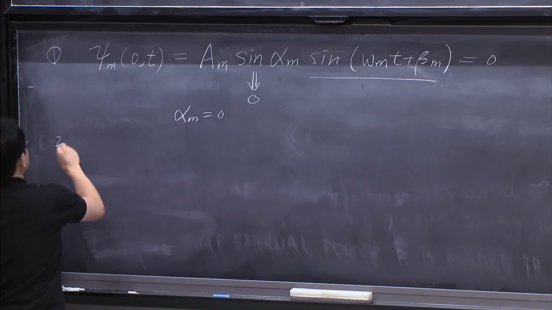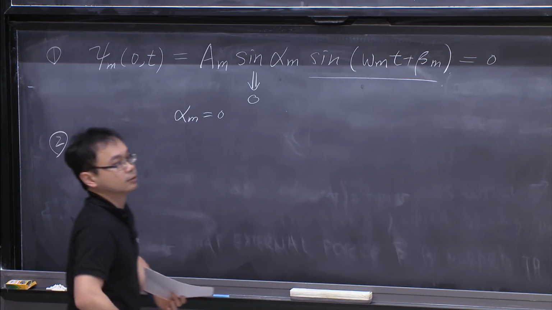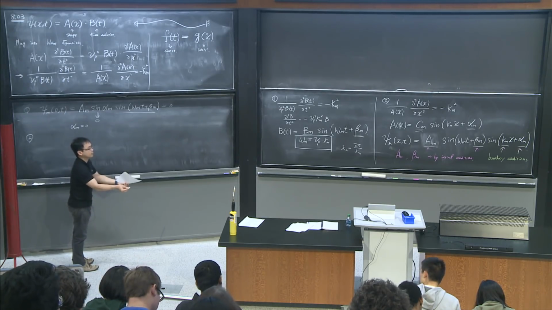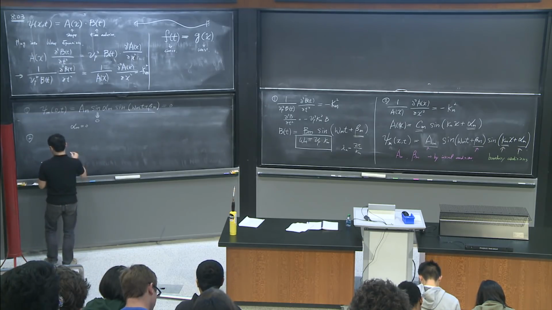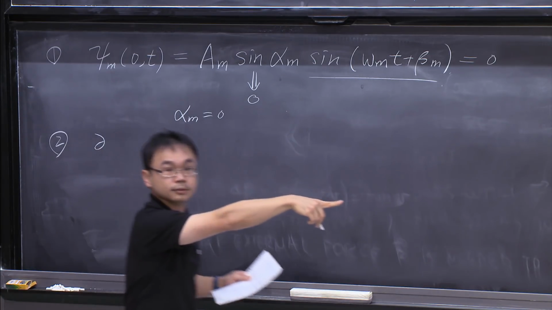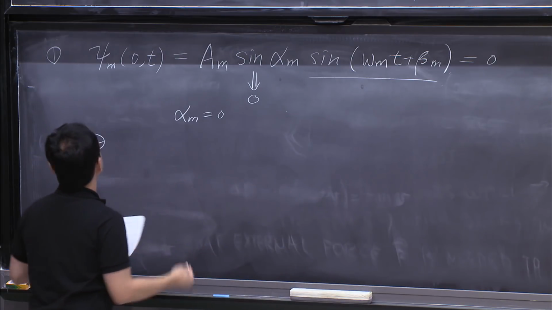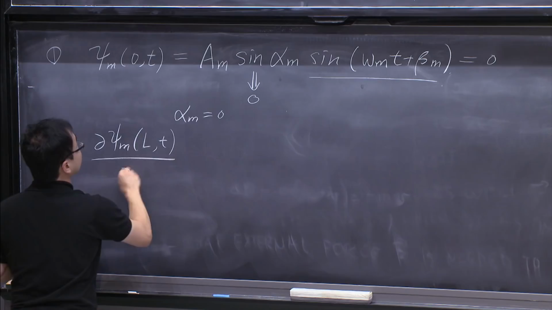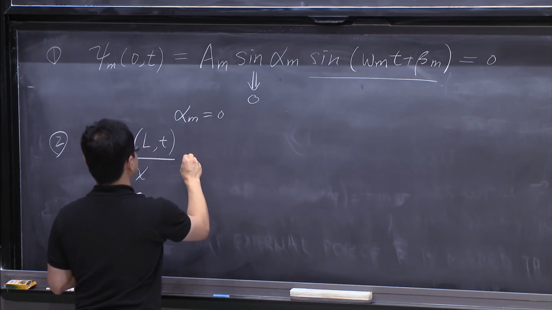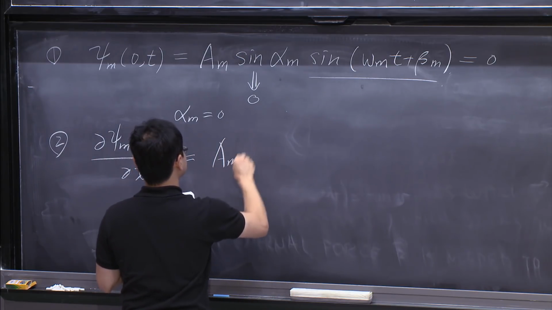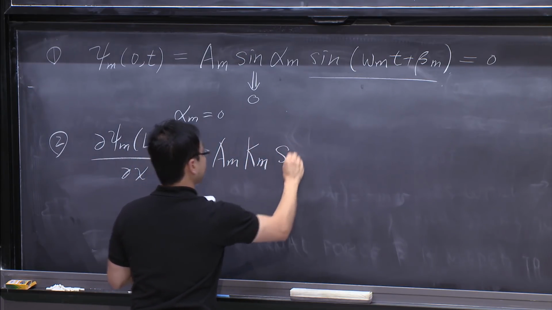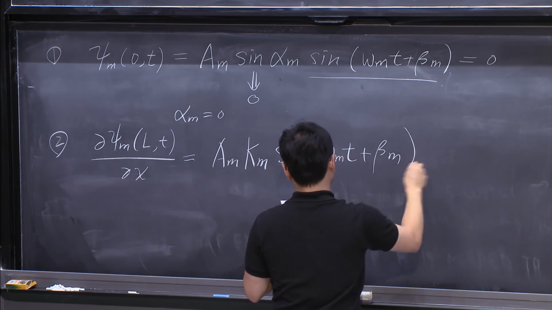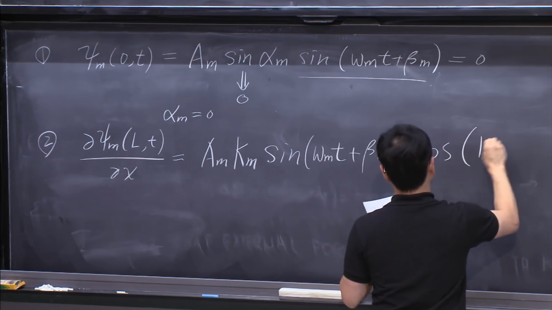Let's take a look at the second boundary condition, partial psi, partial x, evaluated at x equal to L, and any time t, is equal to 0. Now I can plug in again the solution from the middle board, partial psi_n at L, t, partial x, and that will be equal to a_n k_n sin(omega_n t plus beta_n) cos(k_n x).